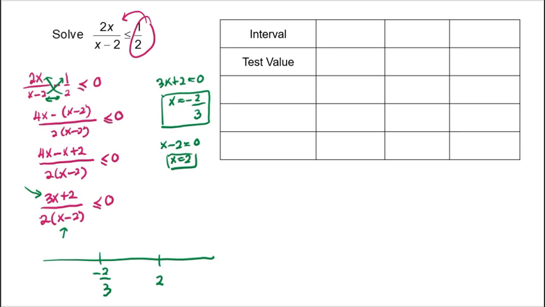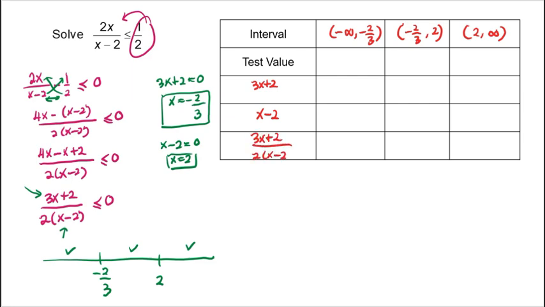So we have three intervals, the first one, the second one, and the third one. Now we fill up the table. So we have negative infinity until negative 2 over 3, from negative 2 over 3 until 2, and the last one from 2 until infinity. And then we fill up with the factors, which are the 3x plus 2. The second one will be x minus 2, and then the final division here, which is 2x minus 2. 2 is positive, so you just don't need to consider. If you want to write it in this table, also okay.